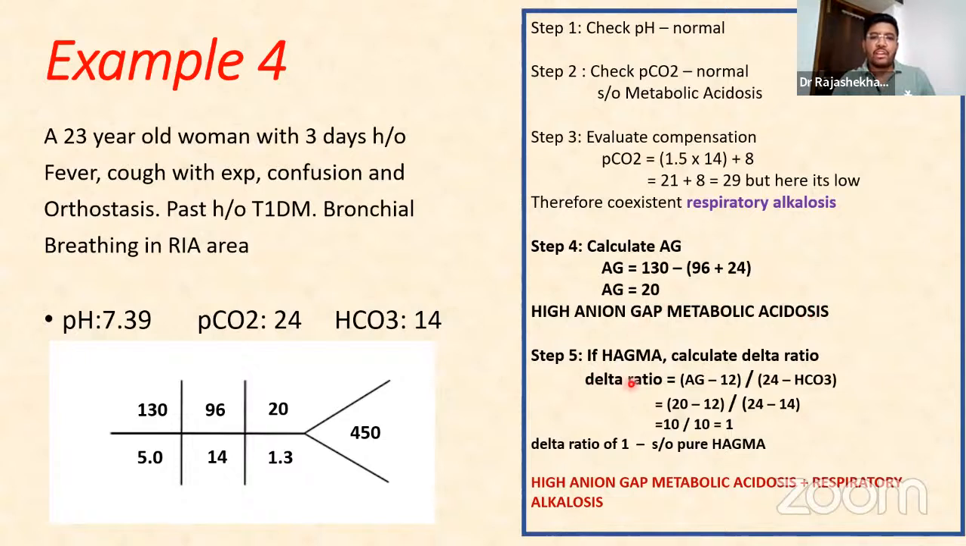As I told you, in high anion gap metabolic acidosis the delta ratio should be calculated. Here the delta ratio is 1. So it is a pure high anion gap metabolic acidosis along with respiratory alkalosis, because the compensation is more than the expected here.